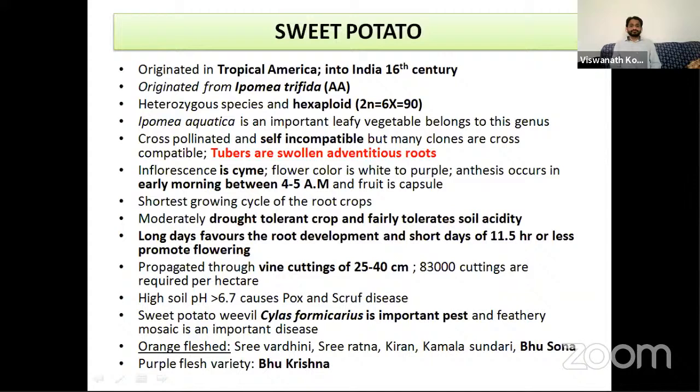So there are different flesh varieties in sweet potato. The orange flesh varieties are Sri Vardhini, Ratna, Kiran, Kamala Sundari, and Kusona. And the purple flesh variety is Bhu Krishna. Krishna means the Hindu god Krishna, and the Hindu god Krishna is generally blue-purple in color. So you can remember it like that: Bhu Krishna is the purple variety of sweet potato.